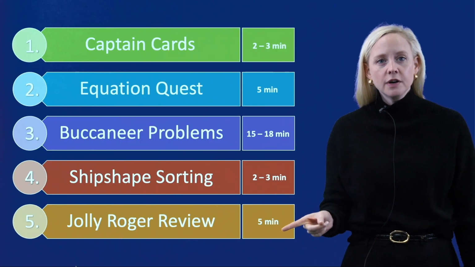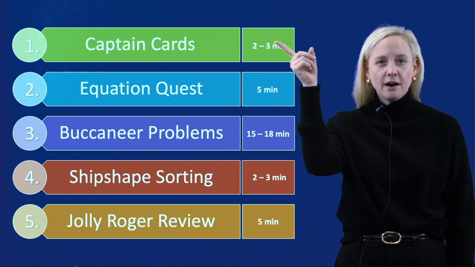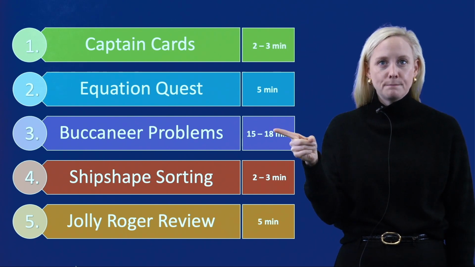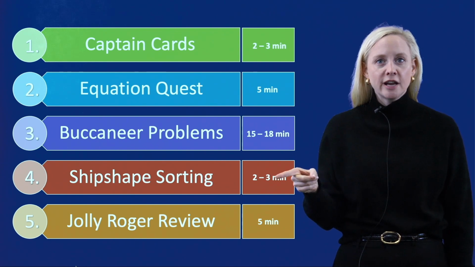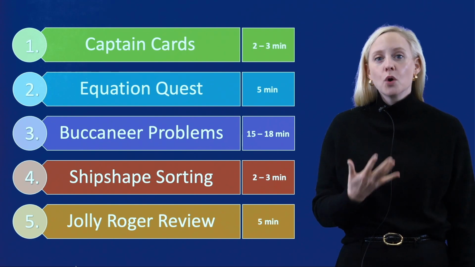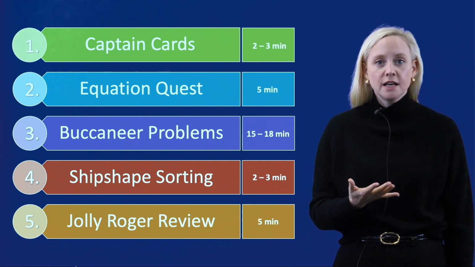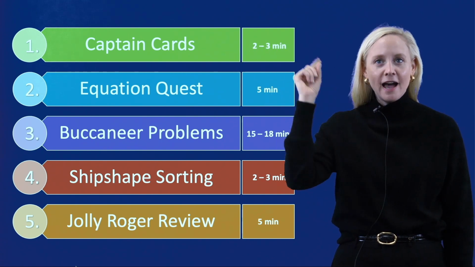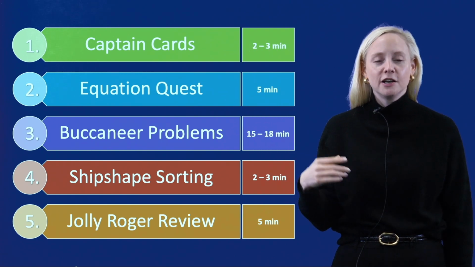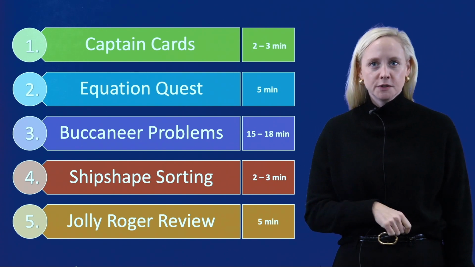So we have 5 different components of our multi-step word problem intervention: captain cards, equation quest, Buccaneer problems, ship shape sorting, and our Jolly Roger review. If you want to go more in depth on each of these different lesson components, we have videos that go into more depth on captain cards, equation quest, Buccaneer problems, etc. So make sure you take an opportunity to look at those.